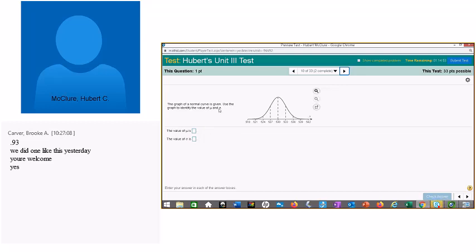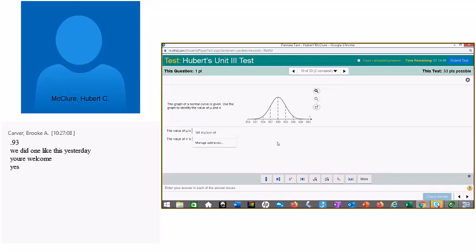Oh my gosh. Is that all? This question should be taken off. What is mu? 530. What is the standard deviation? What? 3? Yep.